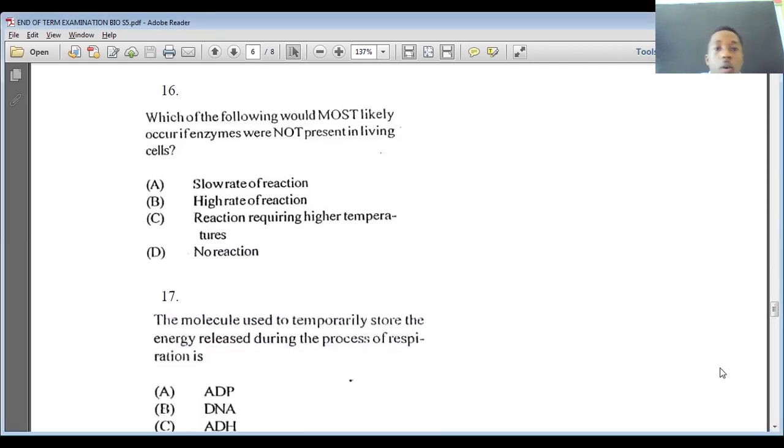16. Which of the following would most likely start to occur if enzymes were not present in living cells? What would happen? Slow rate of reaction. Okay, so you have to know the definition of enzyme before you can answer this question, right? What are enzymes? They increase the rate of reaction.